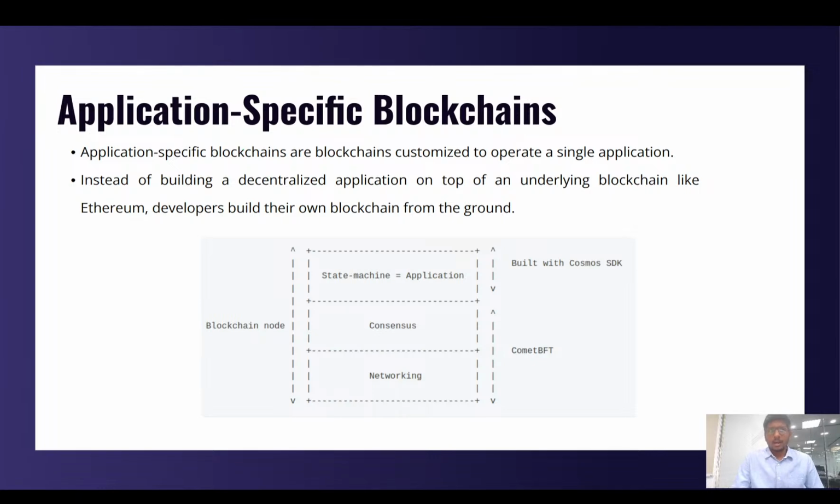In the case of Cosmos SDK, application-specific blockchain means only a single application will be operated on that particular network. That's the main advantage. We'll be discussing the main advantages of application-specific blockchains in the next slide. Here, this is a basic architecture of an application-specific blockchain. We'll be discussing the common BFT and also what a state machine is in the next slides.